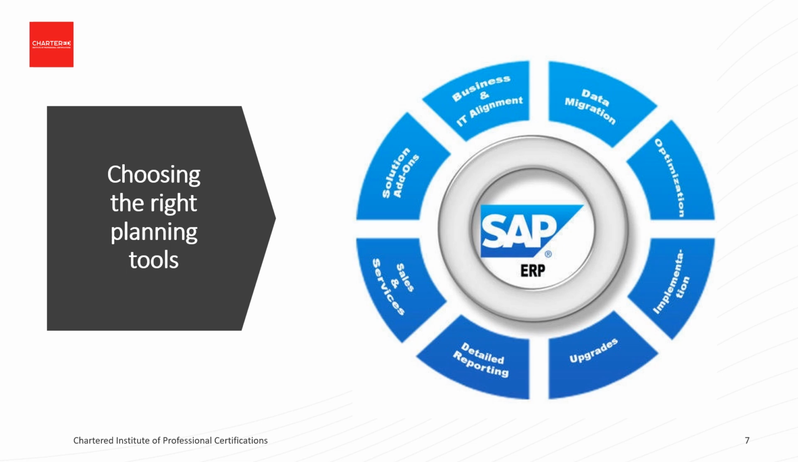Ease of use. The tool should be user-friendly and intuitive. If a tool is too complicated, it can lead to errors, inefficiencies, and resistance from users. We should discover the integration capability of the tool. The tool should be able to integrate seamlessly with your existing systems, like your enterprise resource planning, ERP, or customer relationship management, CRM systems. This ensures smooth data flow and coordination across different parts of the supply chain.